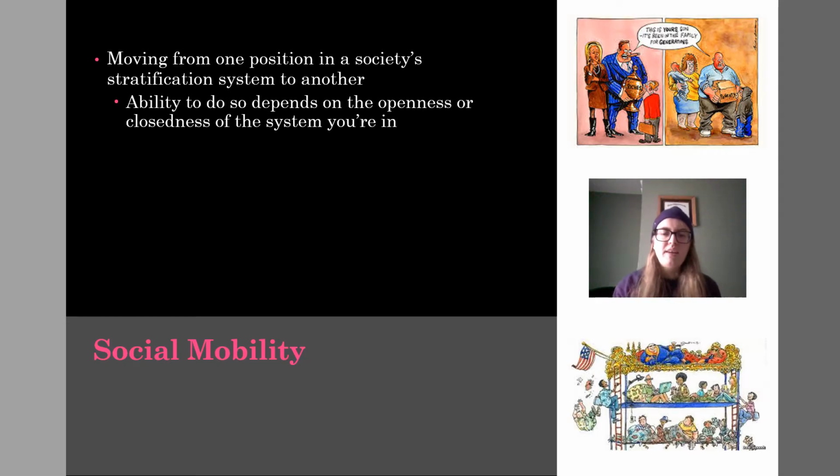So basically, as the name goes, it's where you socially mobilize, right? You're moving from one position in your society's stratification system to another. And remember, this really depends on the openness or closedness of the system you're in. For instance, with the caste system, it's unlikely that you're going to move from one caste to another just because it's extremely difficult to do so.